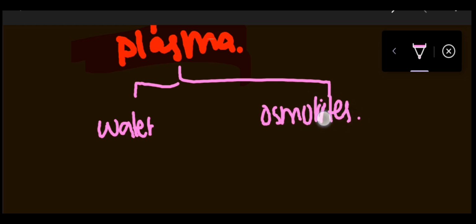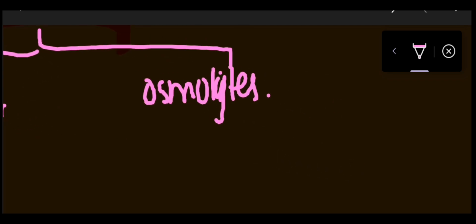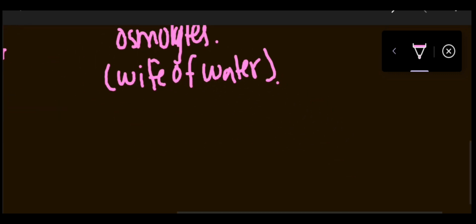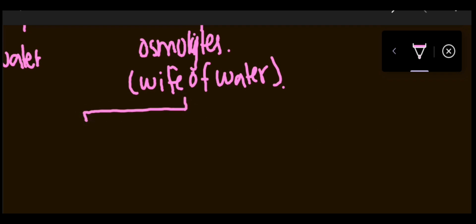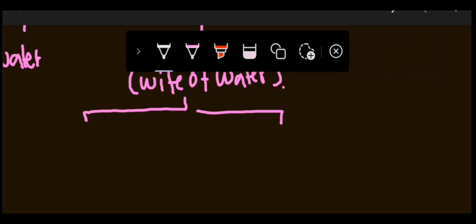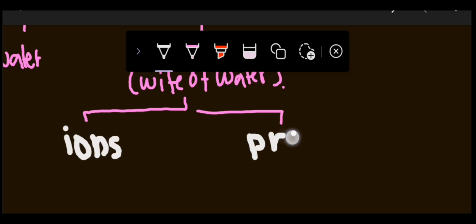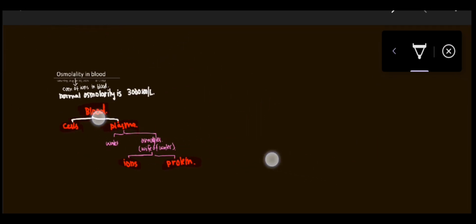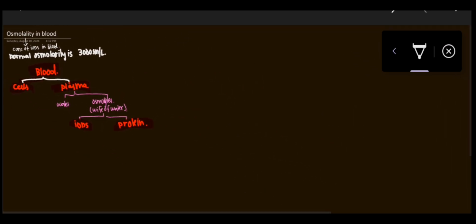Osmolytes are basically the wife of water, as these are the ions which do not allow water to move into the Bowman's capsule from the glomerulus. Now these osmolytes are again divided into two parts. One is basically ions and second is protein. Now we're gonna discuss which ions or osmolytes play the major role in maintaining the osmolarity of blood.